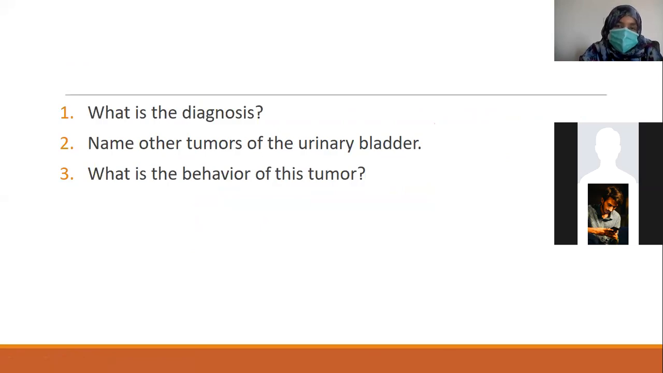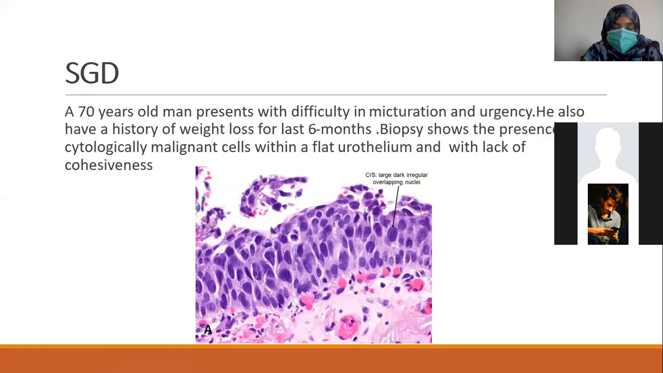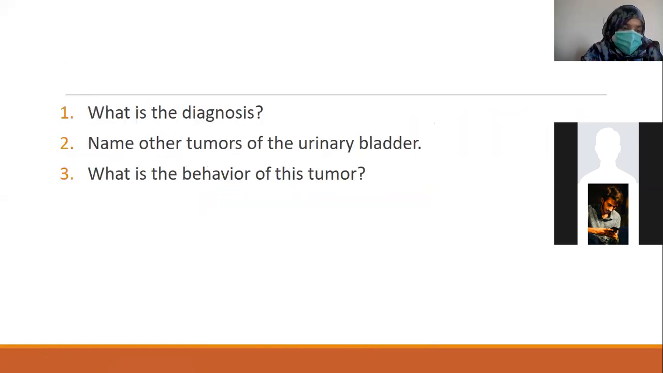This is urothelial carcinoma in situ. This is your bookish picture. I have taken it from Big Robbins. So this is urothelial carcinoma in situ. Name other tumors of the urinary bladder. They are urothelial carcinoma, adenocarcinoma, squamous cell carcinoma. What is the behavior of this tumor? Although this is an in situ lesion, if it is left untreated, 50 to 75% of the patients progress to invasive carcinomas.